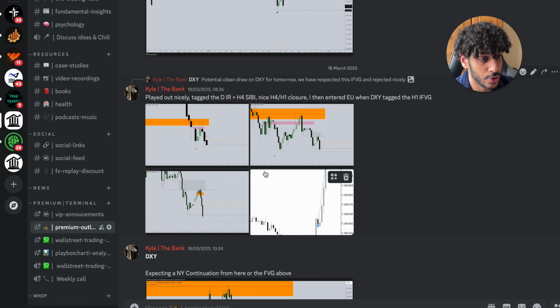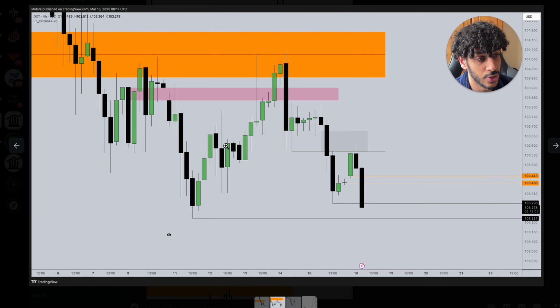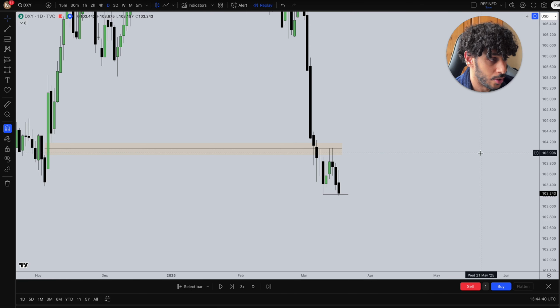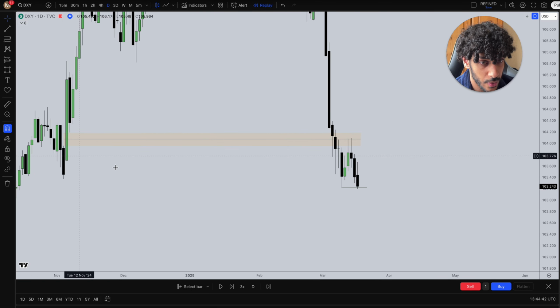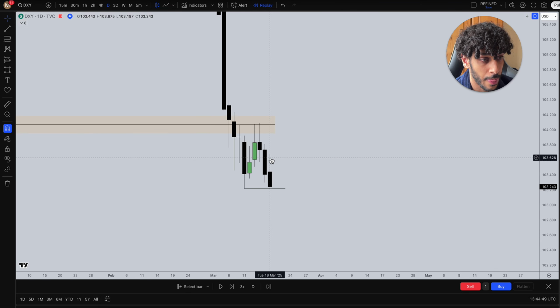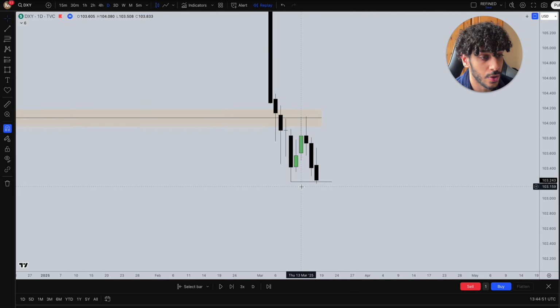Actually, just to show you as well, obviously this is the screenshot of it playing out, and here's a screenshot of the trade. So on DXY, we had this inversion level that had been respected. We had formed a swing point away from it, and I was looking for this candle to go ahead and tag this low here, which is also the previous week's low.